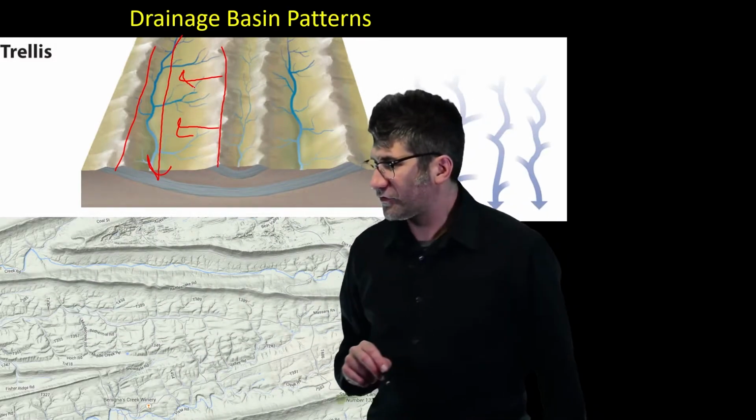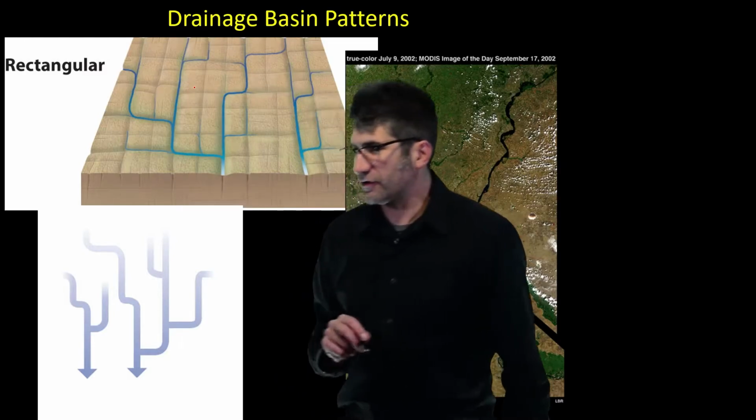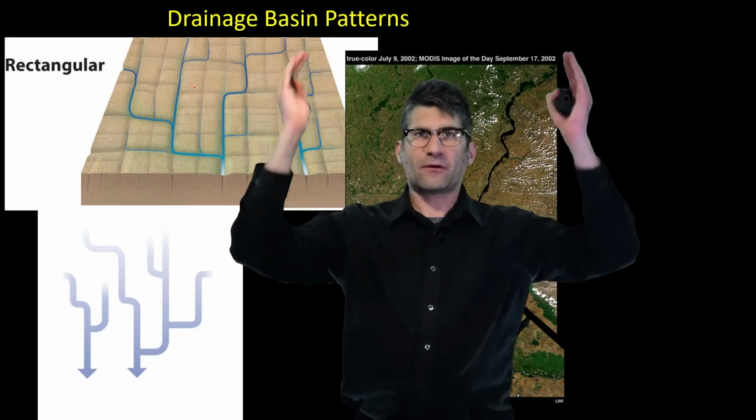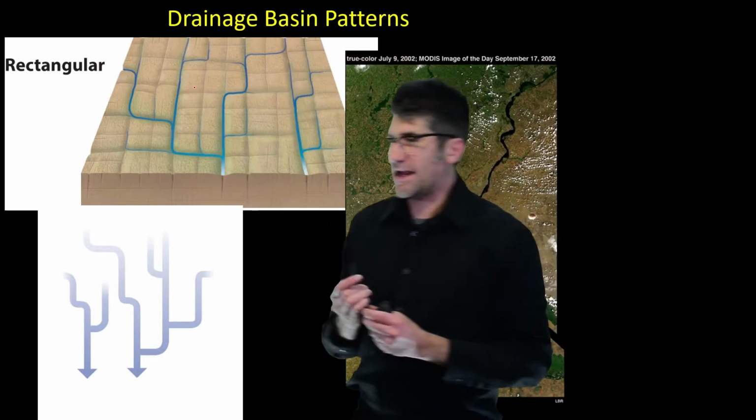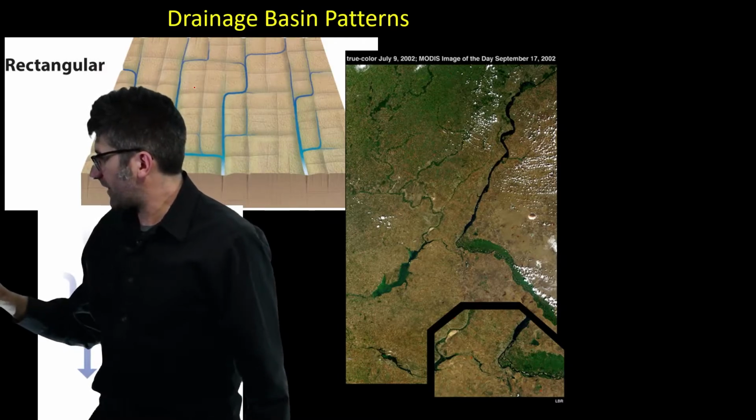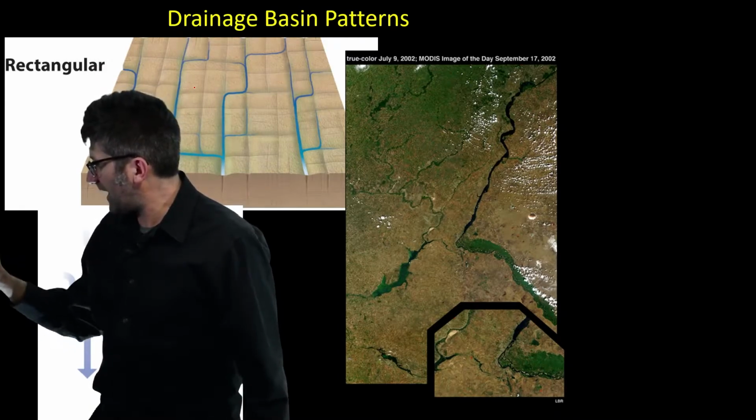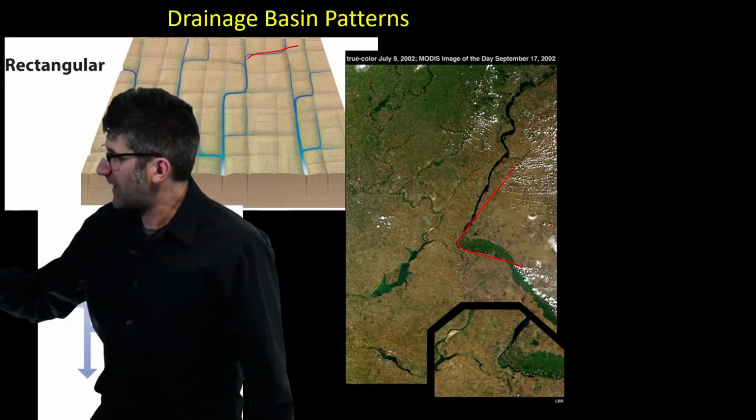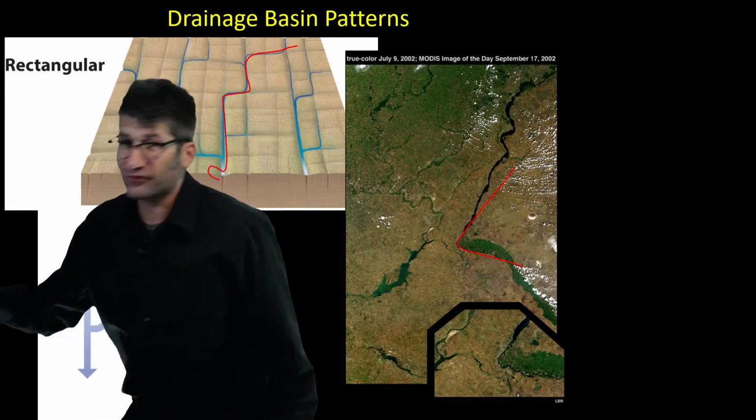Another type of stream network would be a rectangular network. And so rectangular networks are when the streams come together at right angles. And so right angles would be a rectangular network. And so we're looking at some pictures here of some right angles in the stream. Here's a right angle right here. And we can just see this kind of pattern here showing these right angles.